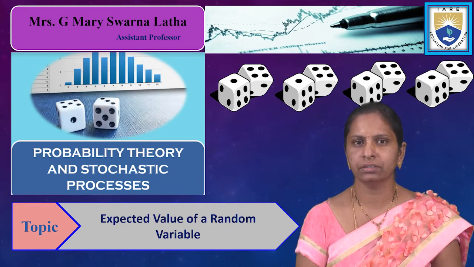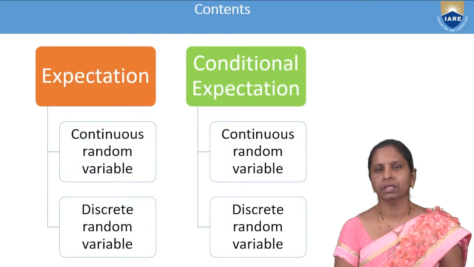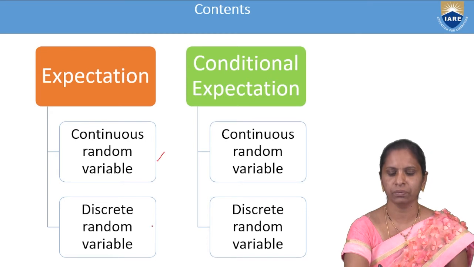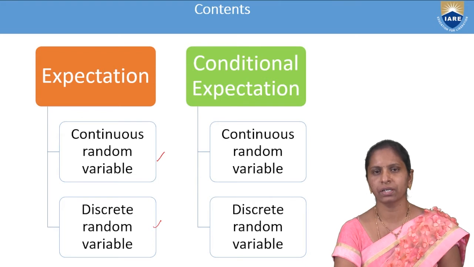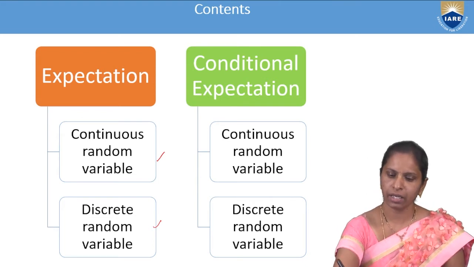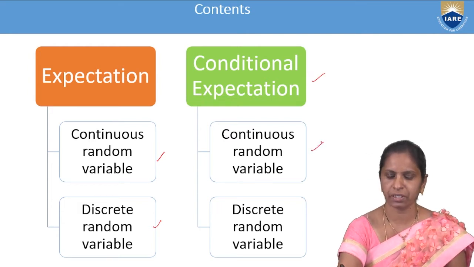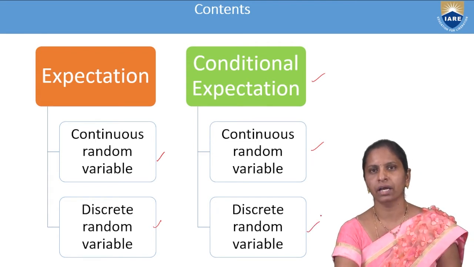Today, we are going to discuss the expectation of a random variable. The contents we are going to see in this presentation are: first, we see what is expectation. After that, we see the formulas for expectation of a continuous random variable and the expectation of a discrete random variable. After seeing the formulas for expectation of continuous and discrete random variable, next we'll go for conditional expectation. Again, in the conditional expectation, we'll see the formulae for both continuous and discrete random variables.